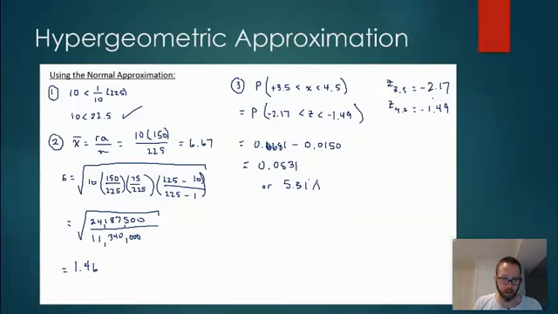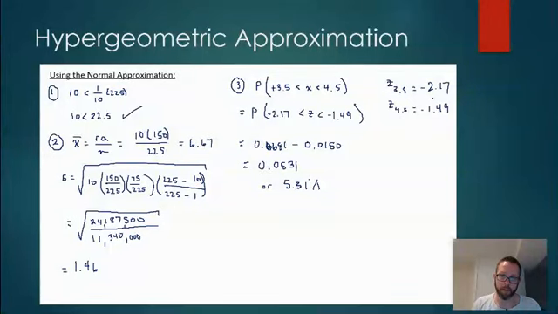Okay, 10 times 150 times 75 times 215 divided by 225 squared divided by 224, and root. Okay, 1.46. Maybe my z-scores are off. So 3.5 minus 6.67, and then divided by 1.46, negative 2.17.